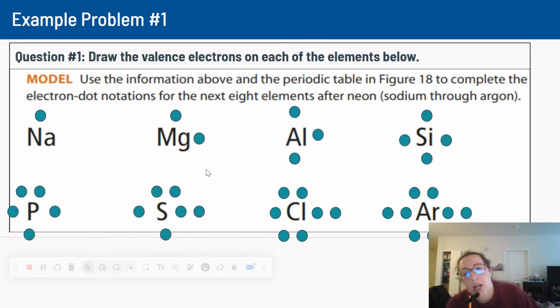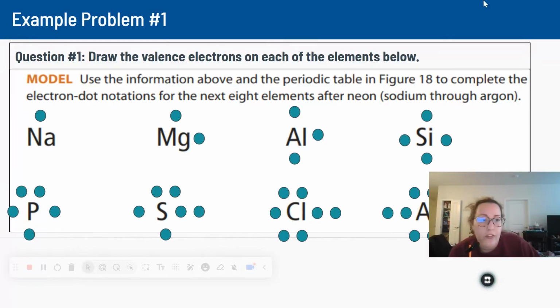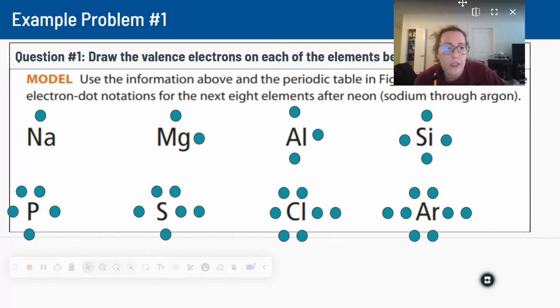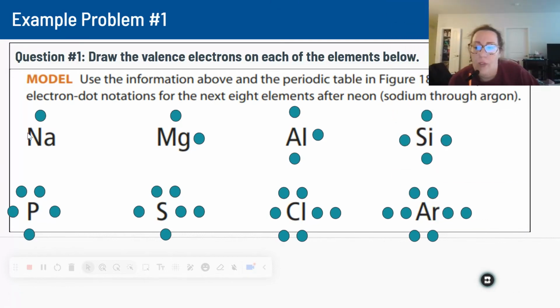Okay. Assuming that you did it yourself, these are the correct answers. Let's see if I can move my face so you can see argon. So Na has 1, Mg 2, Al 3, Si 4. So you notice how all of these, we have 1 on each side. None of them are paired up yet. Phosphorus has 5, sulfur 6, chlorine 7, argon 8. So once we get past 4, then we can start pairing them up in the same order we put them in before.